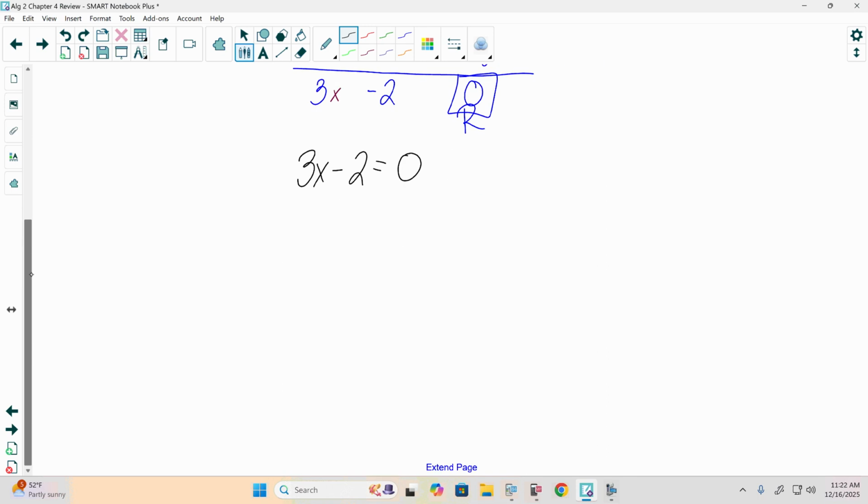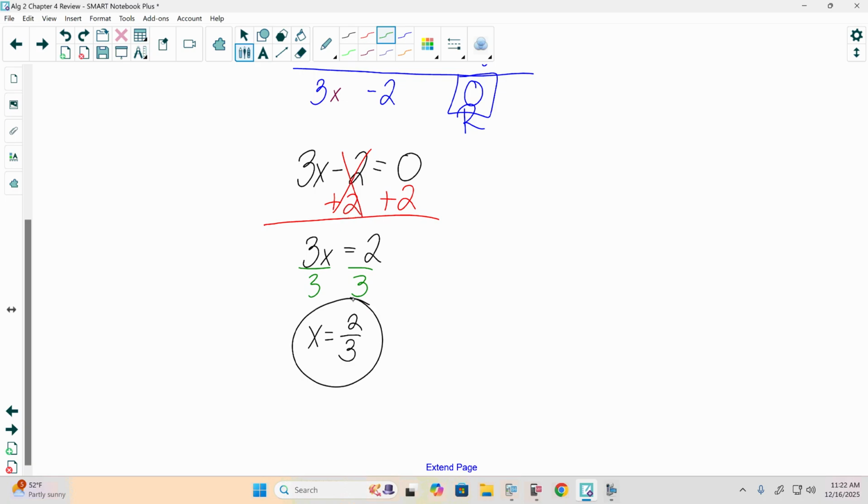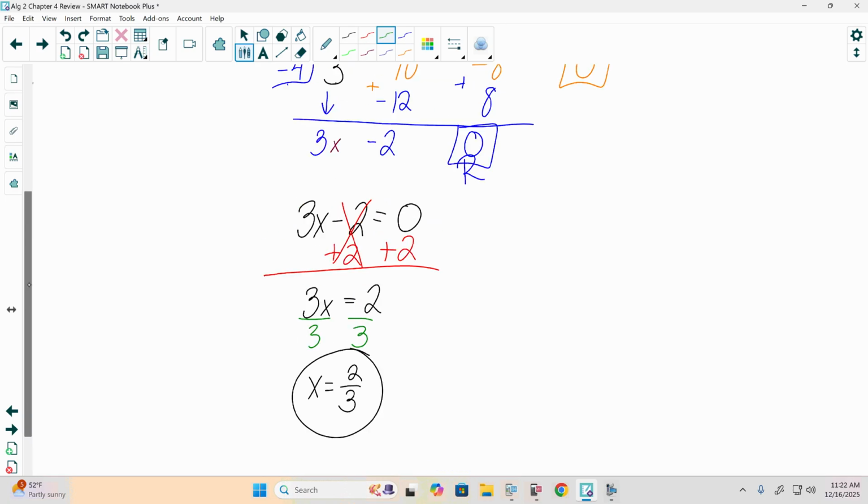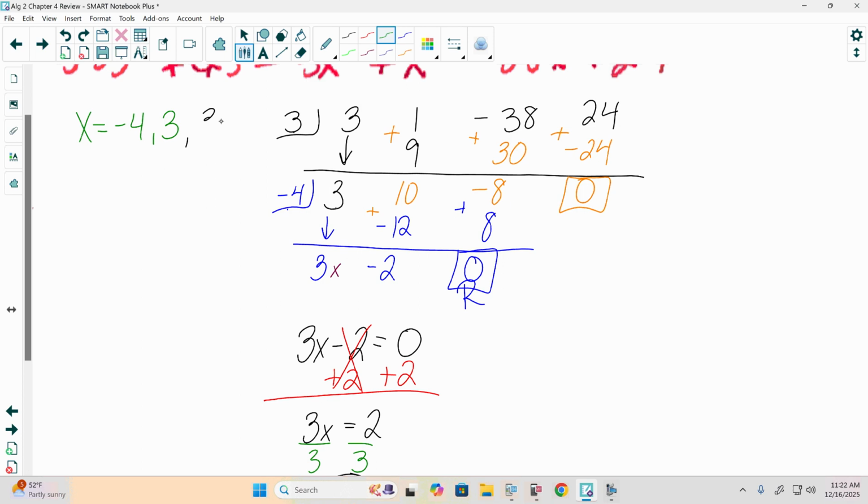This is a linear expression because to get x by itself, the first thing we would do is add 2, telling me that 3 times x is equal to 2. So the last value of x is, yeah, it's 2/3. Because we can have rational solutions.